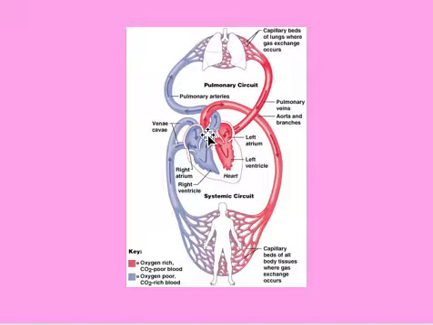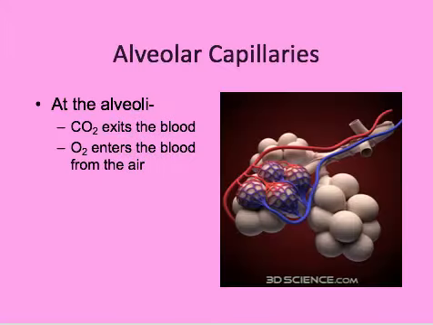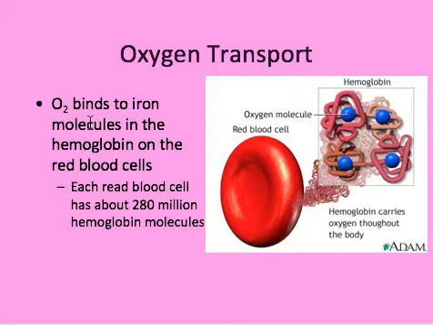The back side of that is going from the heart to the tissues of the body in the capillary beds and coming back to the heart deoxygenated, and that's called systemic. So you have a pulmonary circuit and a systemic circuit. So at the alveoli, you lose carbon dioxide, oxygen enters. We talked about this a great deal before, but the oxygen is going to bind to the heme, the iron part of the hemoglobin on the red blood cells.